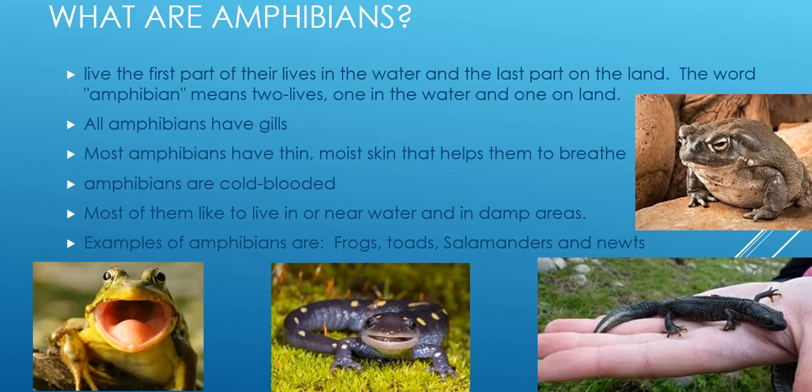All amphibians have gills. Most amphibians have thin, moist skin that helps them breathe. Amphibians are cold-blooded. Most of them like to live in or near water and in damp areas. And that examples of amphibians are frogs, toads, salamanders, and newts.